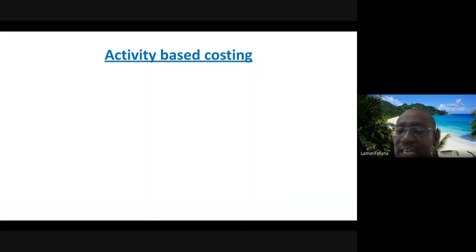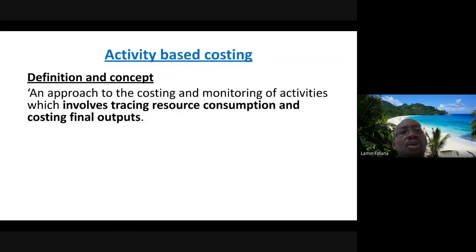But in ABC, it's not called OAR. Instead, it is called what? Cost driver rate. Okay, I hope this is clear. So let's go into our slides and then we'll see how this works.